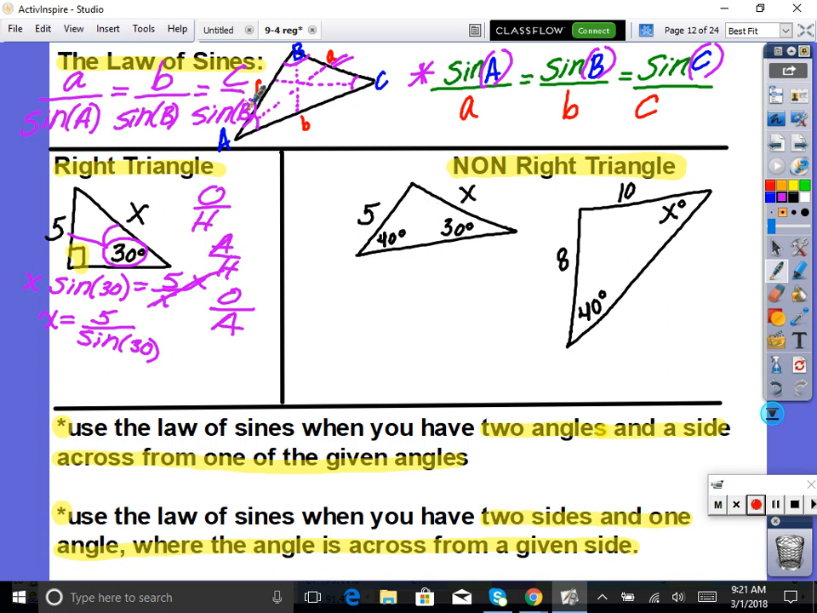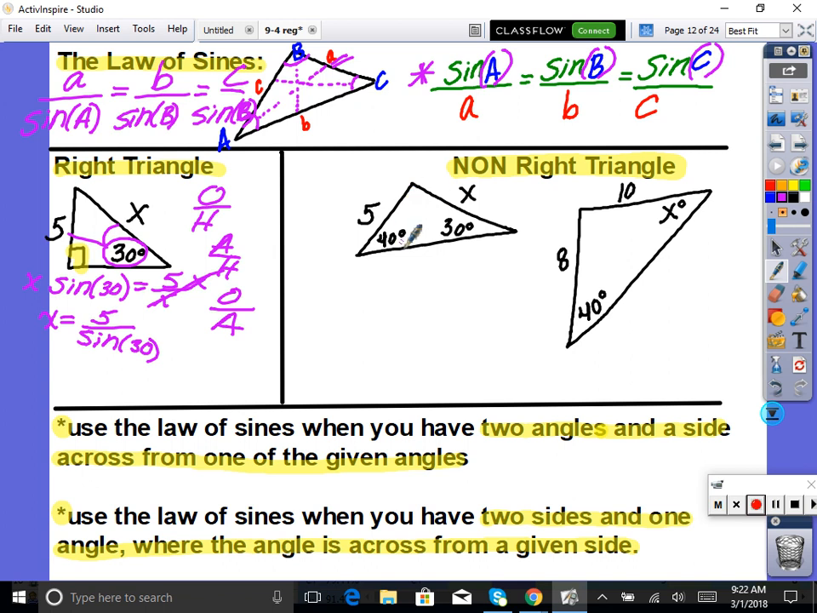Oh, that's sine of angle C. Good point, Colin. I need to pay attention to what I'm writing, because that's confusing. I read it wrong. Sorry about that. Good point. It has to be the side across from it. You cannot switch this around. It can't be sine of angle A divided by side C. That does not work.